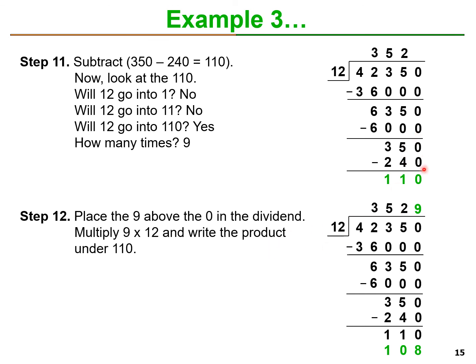So place the 9 above the 0 in the dividend because 0 is the rightmost digit in the number we're considering. We're considering how many times 12 goes into 110, and 0 is the rightmost digit. So we put the 9 above this 0. So it goes right here. Multiply 9 times 12. 9 times 12 is 108. And write the product under 110.